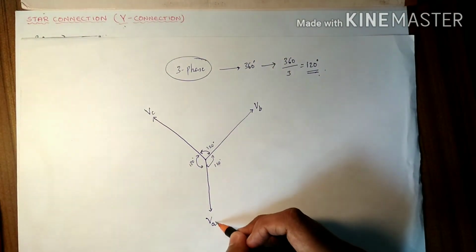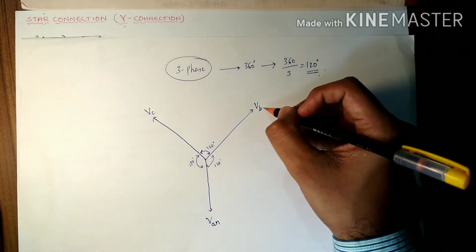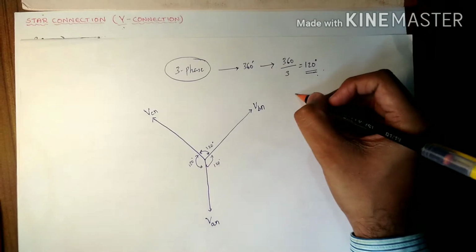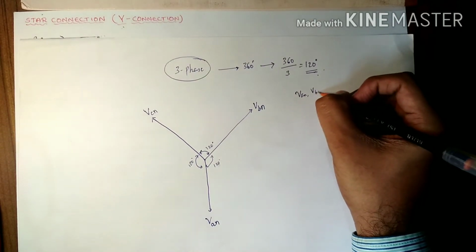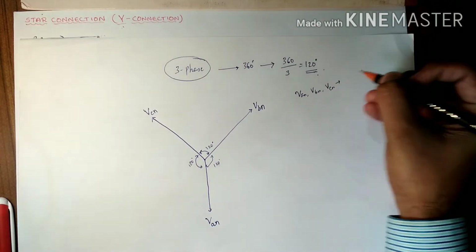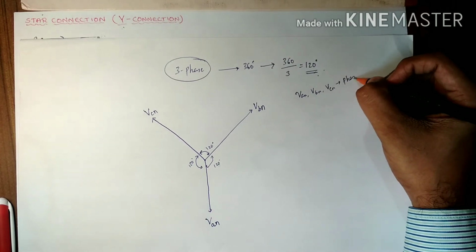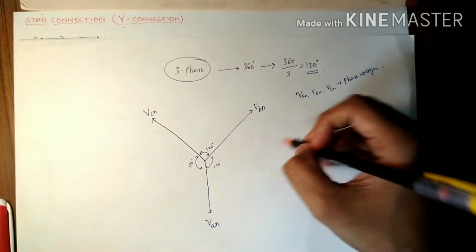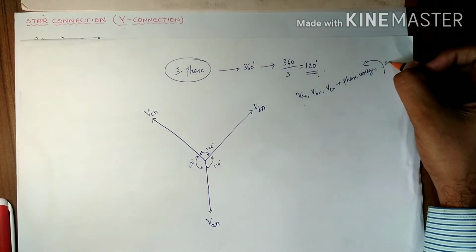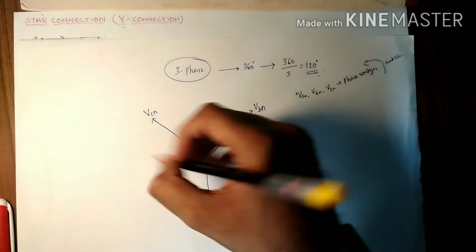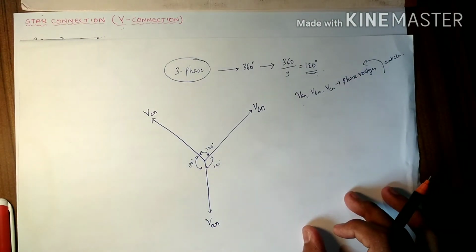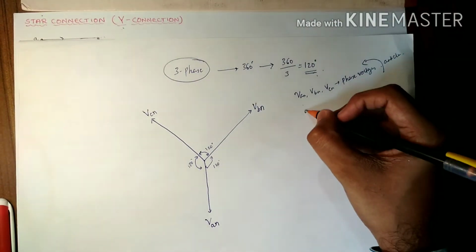So VAN with respect to neutral. All these three, VAN, VBN and VCN, are which voltages? Phase voltages, right? So I am taking all the phase voltages in which direction? Anti-clockwise. So first draw a Y like this because it is a Y connection.